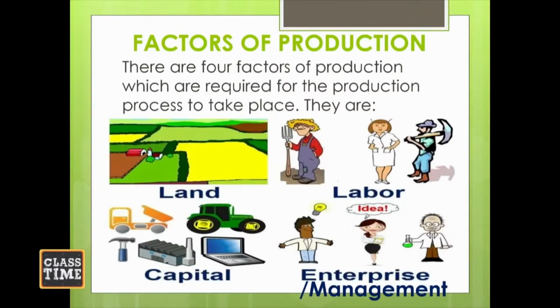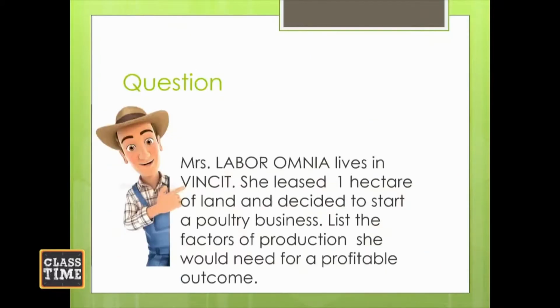Now, let me ask you a question, if you're listening. Mrs. Labor Omnia lives in Winkett, Jamaica. She's leased one hectare of land and decides to start a poultry business. List the factors of production she would need for a profitable outcome.